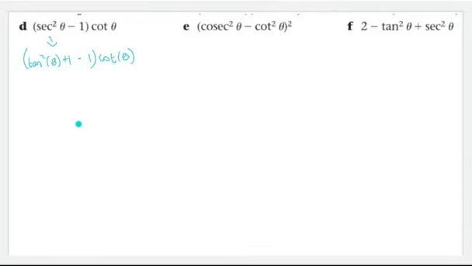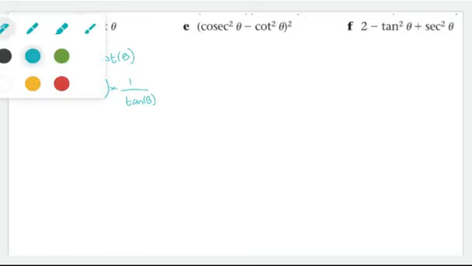Good stuff. Would you change cot theta to 1 over tan theta? That works, yep. So I've got tan squared theta plus 1 minus the 1, multiplied by 1 over tan theta. Indeed, that helps a lot actually. Did the ones cancel out inside the bracket? Yep, the ones in the brackets cancel out.